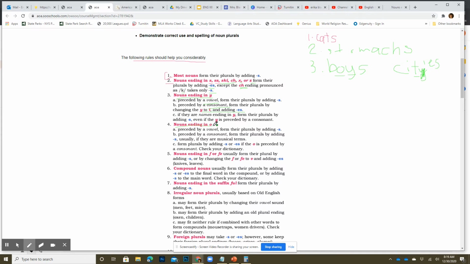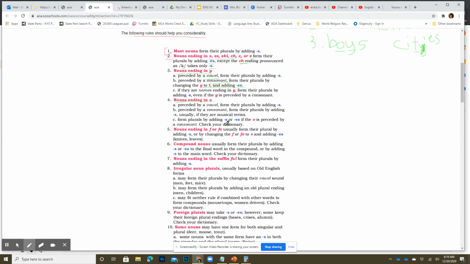Okay, what about nouns that end with an O? Well, again, we have to look at what comes before the O. So if there's a vowel before the O, for example, the word studio, I-O, okay, we've got a vowel and then an O. We're simply going to add an S, studios.